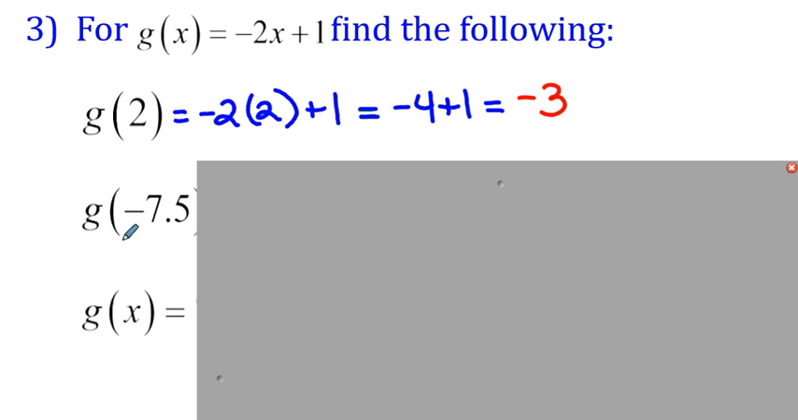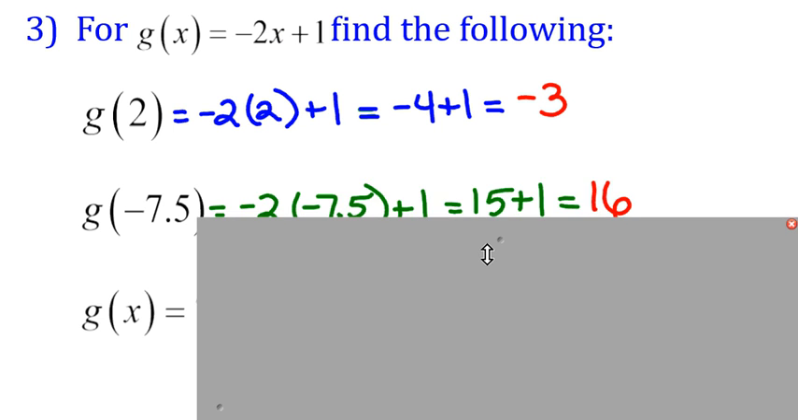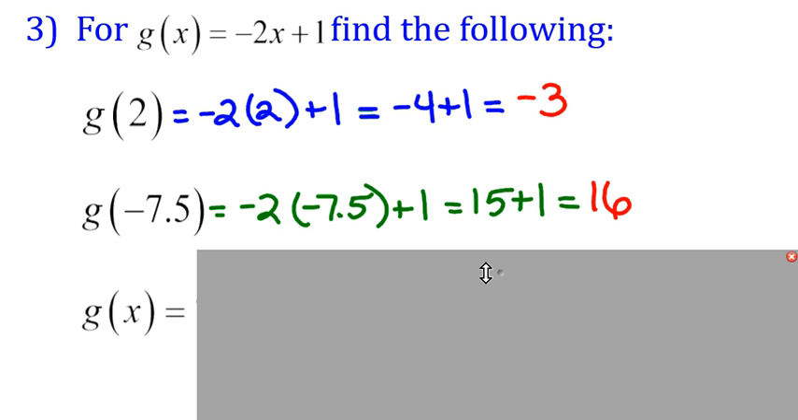Similarly, we're going to do the same thing for g of negative 7.5. That's our input, which we'll put here to evaluate. Well, a negative times a negative will be a positive. 2 times 7.5, that's 15. And then I'll add 1. 15 and 1 is 16. So g of negative 7.5 is equal to 16.